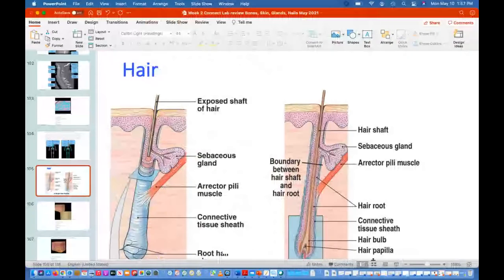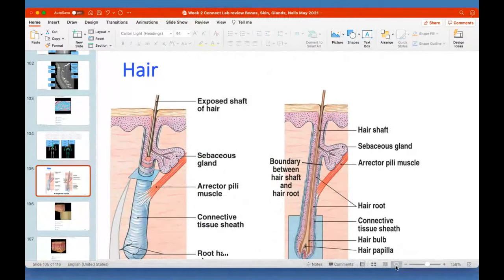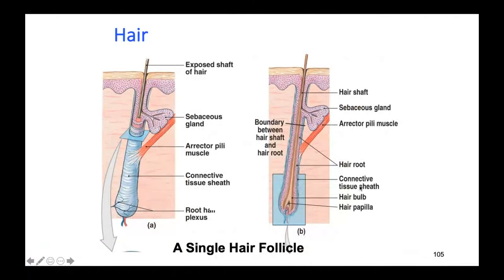Okay, in this video, we're going to be looking at some of the main landmarks that you should be a little bit familiar with for the hair and the nail. So when we look at the skin and we look at the dermis and the epidermis, you're going to see a lot of the accessory structures lying in the dermis.